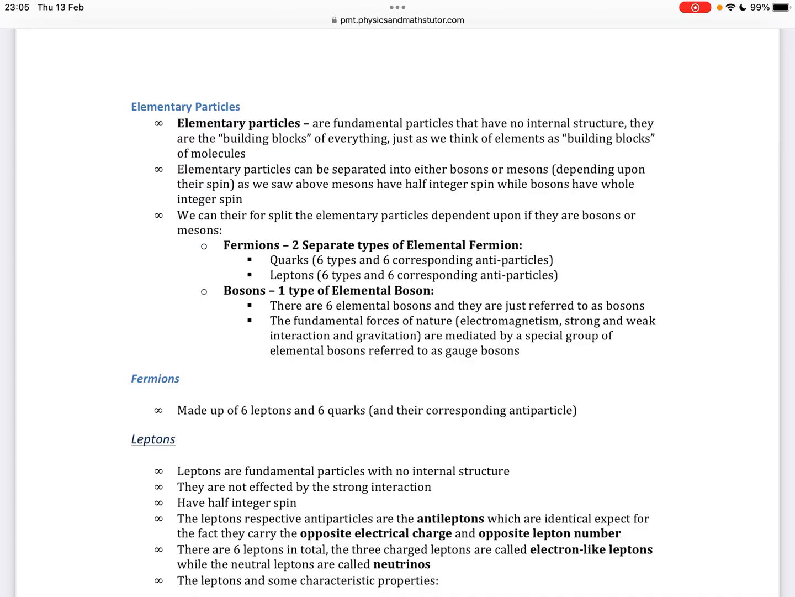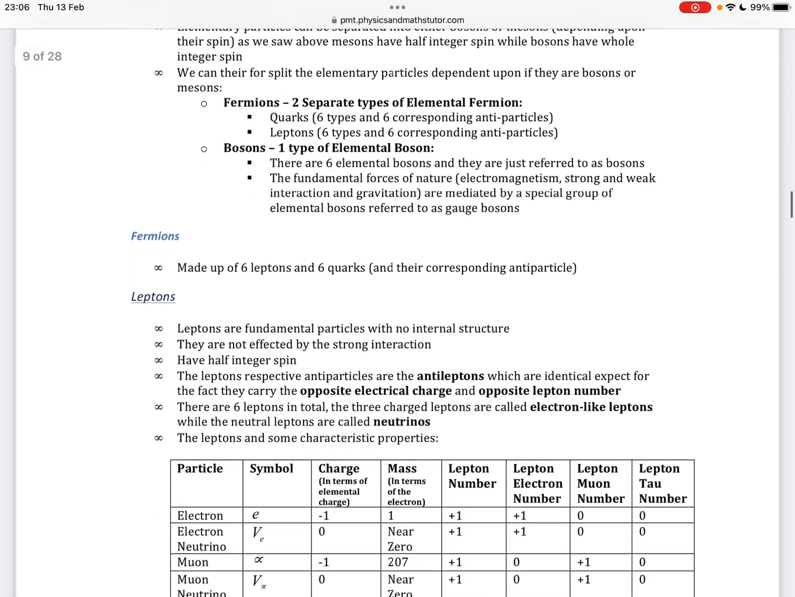We can therefore split the elementary particles depending upon if they are bosons or fermions. So, the fermions have 2 separate types of elementary fermion: the quarks, which have 6 types and 6 corresponding antiparticles, and the leptons, which have 6 types and 6 corresponding antiparticles. For the bosons, there is 1 type of elementary boson, and they are just referred to as bosons. The fundamental forces of nature, electromagnetic, strong and weak interaction, and gravitation, are mediated by a special group of elementary bosons referred to as gauge bosons.